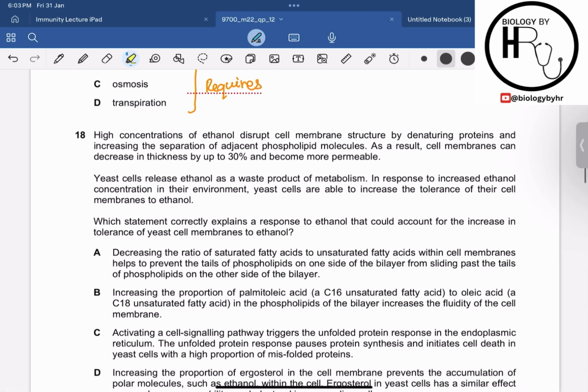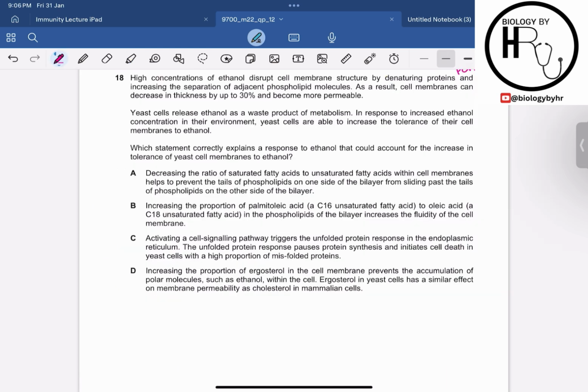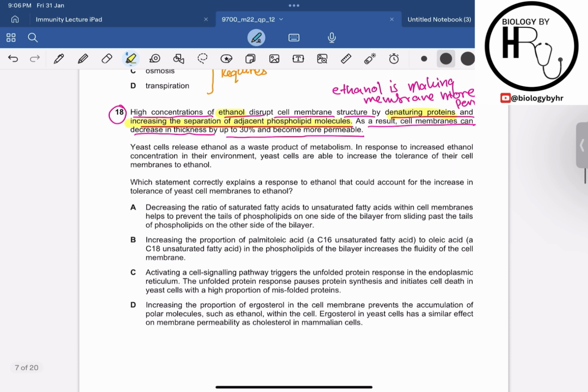Now let's look at question number 18 over here. Question number 18 says that high concentration of ethanol disrupts the cell membrane structure by denaturing the proteins and increasing the separation of adjacent phospholipid molecules. As a result, cell membranes can decrease in thickness by up to 30% and become more permeable. So basically you have to first understand what ethanol is doing. It is denaturing the proteins in the cell membrane, right? It is increasing the separation of the adjacent phospholipid molecules, which means that ethanol is making the cell membrane more permeable, right?